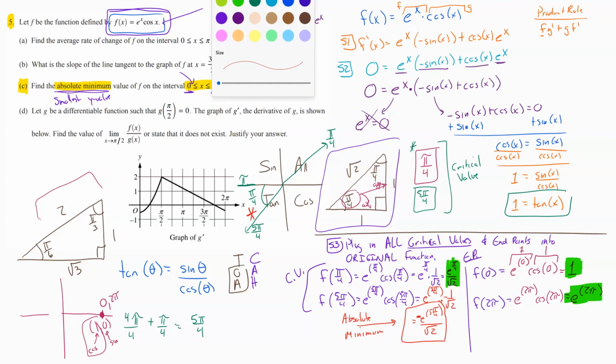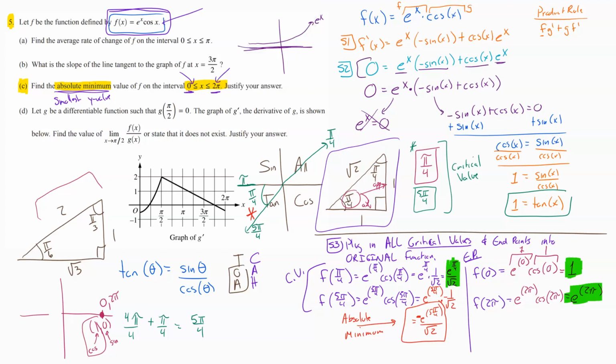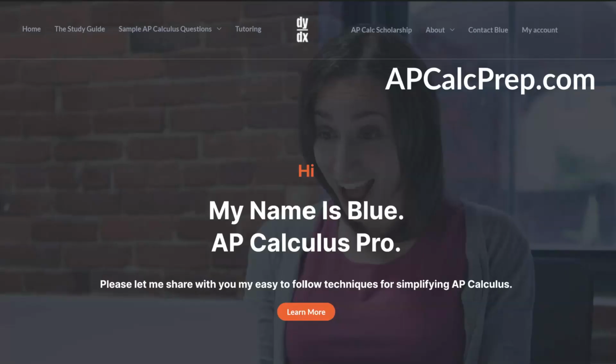On this one, you would have ended up getting 1 point from doing step 2, getting the derivative set equal to 0. You would have gotten 1 point for identifying both of those critical values, and then you would have gotten 1 point for going through all of that work right there and getting out your final answer for your absolute minimum.